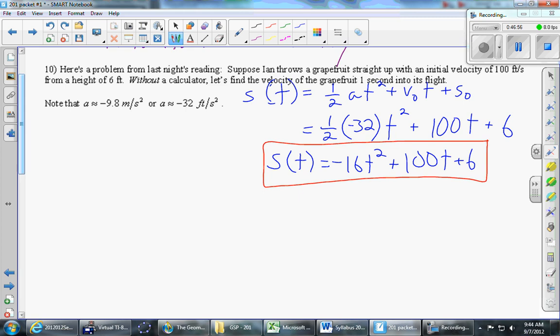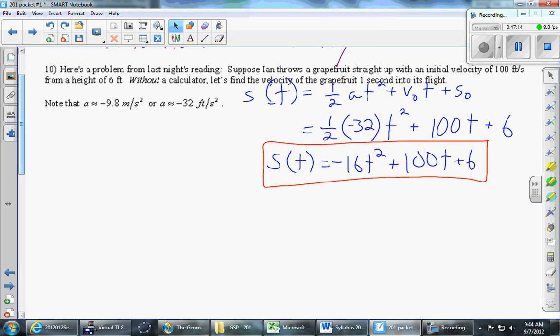So we simplify 1/2 of -32, and we've got our height formula. Now, what we would have done before was plug in 5.99 or 6.001, but we're doing this without a calculator, so we can't do that. All right, let's give this a shot.